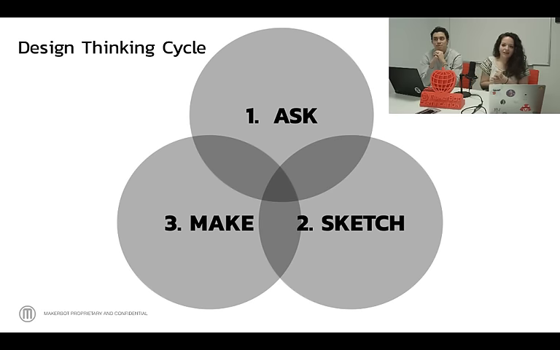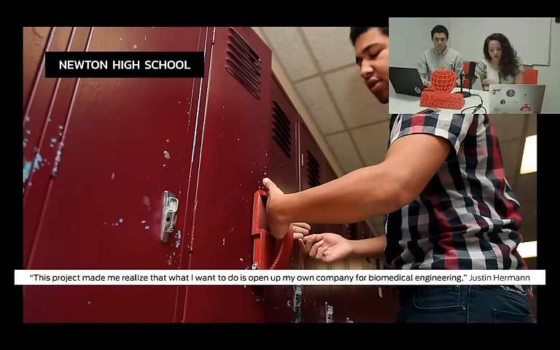here you can see the Ask Sketch Make cycle again, and this is the cycle that these teachers use in the classroom. They might use cycles that look similar to it. They might have 5 steps, they might have 8 steps, but a similar cycle is always being used. The first example we have is of a senior student, Justin Herman from Newton High School in New Jersey. One of his classmates has a physical disability where she wasn't able to open the locker because she was seated in a wheelchair.